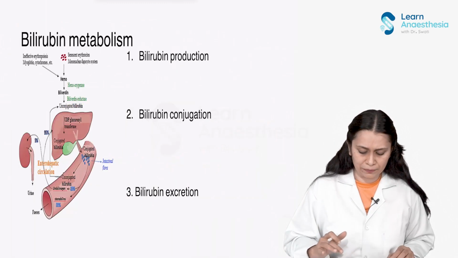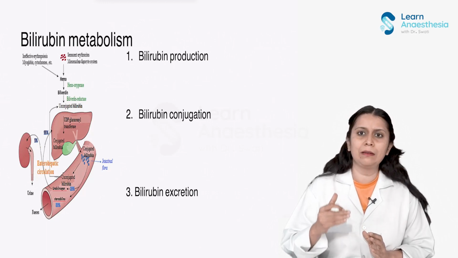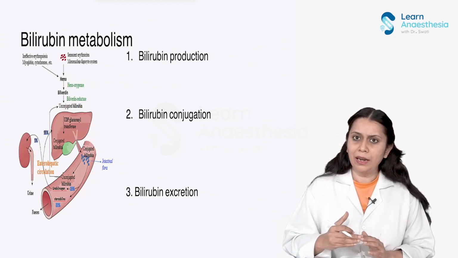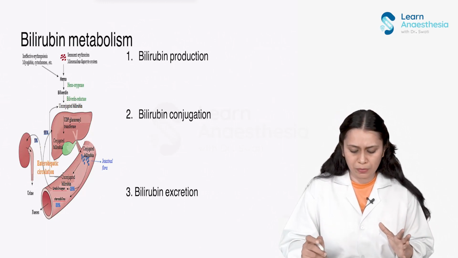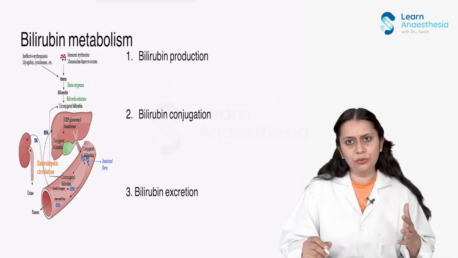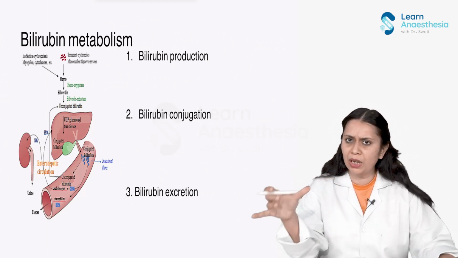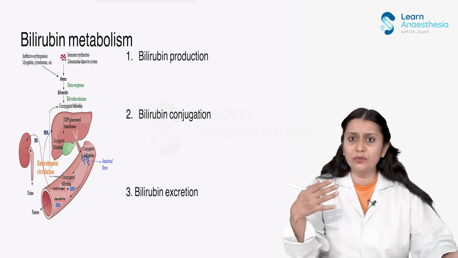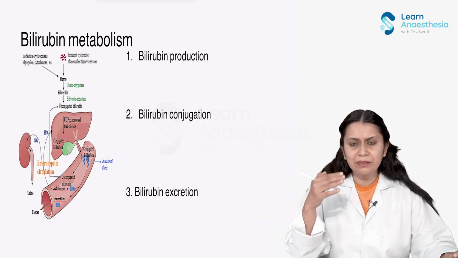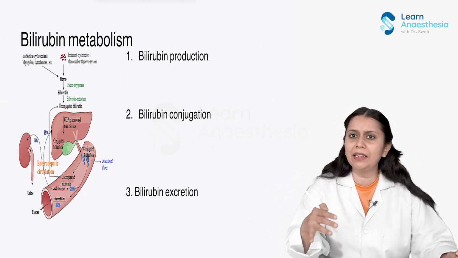The next question which can be asked by the examiner is how is bilirubin metabolized, right? So to remember the metabolism of bilirubin, we need to remember how the bilirubin is produced, how it is conjugated, and how it is excreted. So bilirubin production happens from the senescent red cells, the red cells which are destroyed. So the heme of the red cells is converted into biliverdin and then bilirubin.